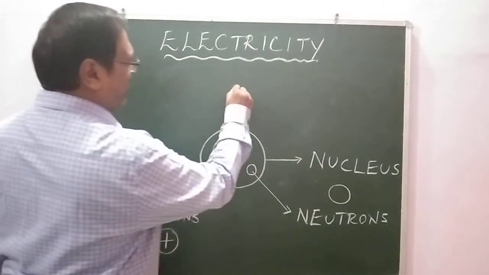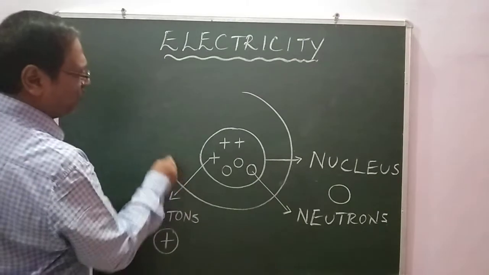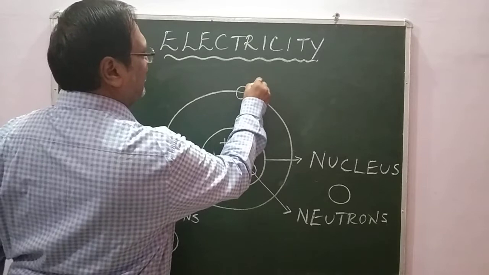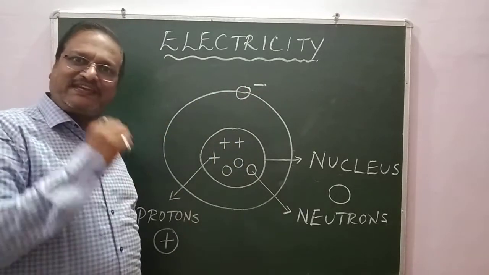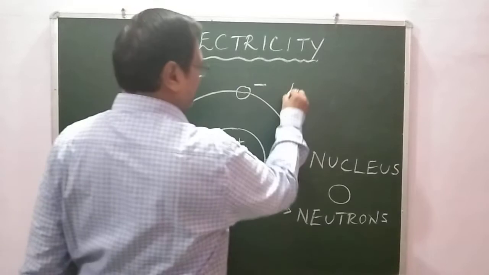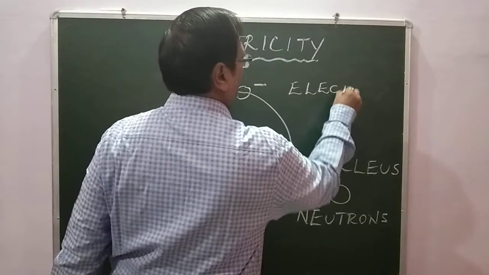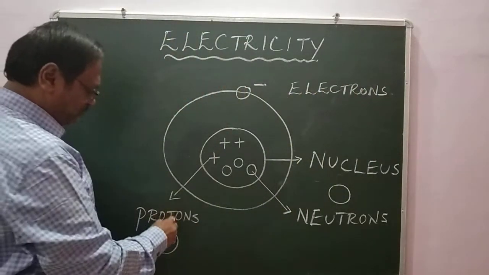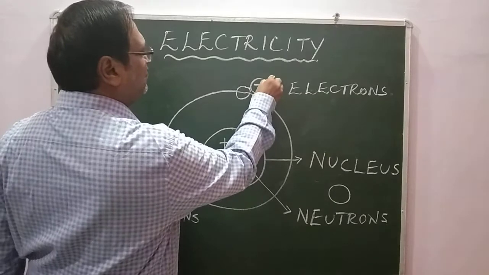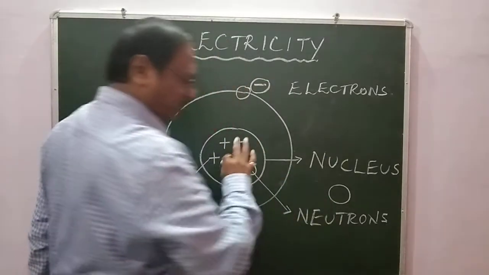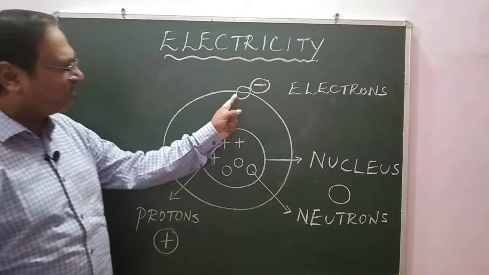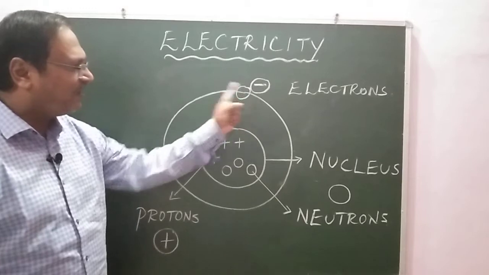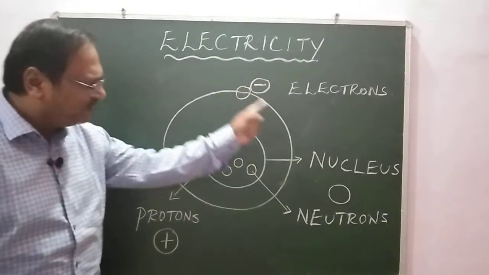No. It consists of electrons. What do electrons do? These are electrons. Electrons are negatively charged. So, I will write the name here. First, electrons. Okay. These electrons are negatively charged. Protons are positively charged. And neutrons are neutral. These electrons revolve around the nucleus.